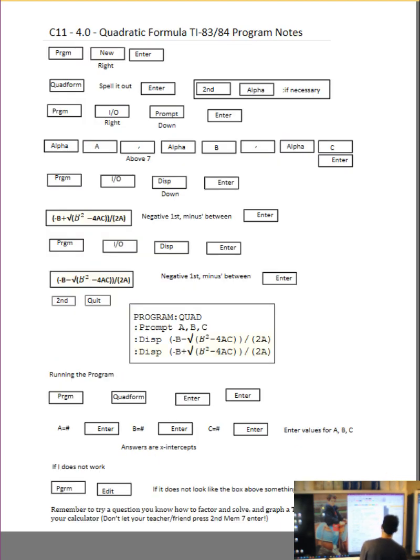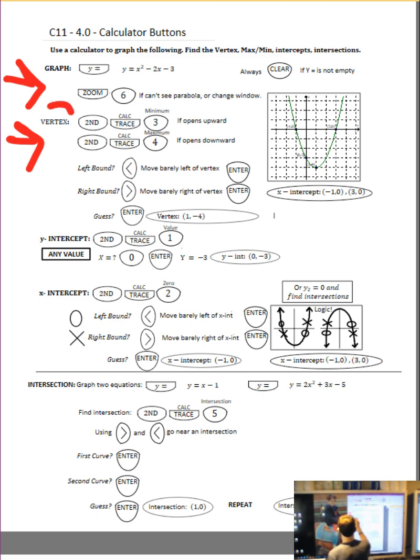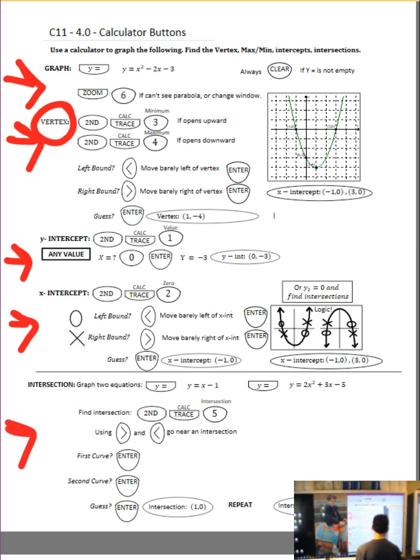Obviously. Here is the quadratic formula, which you can plug into your graphing calculator to much more easily allow you to check your answer if you want to just quickly, even if you're not allowed it on a test, to check at home if you've done your algebra correctly. And then a whole bunch of calculator buttons like y equals and zoom and second calc, max or min for the vertex, and y-intercepts and x-intercepts and intersections. Come see me. Calculator buttons.